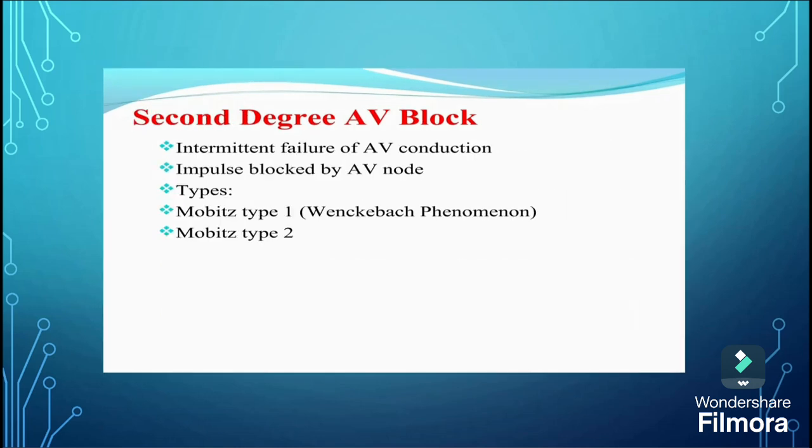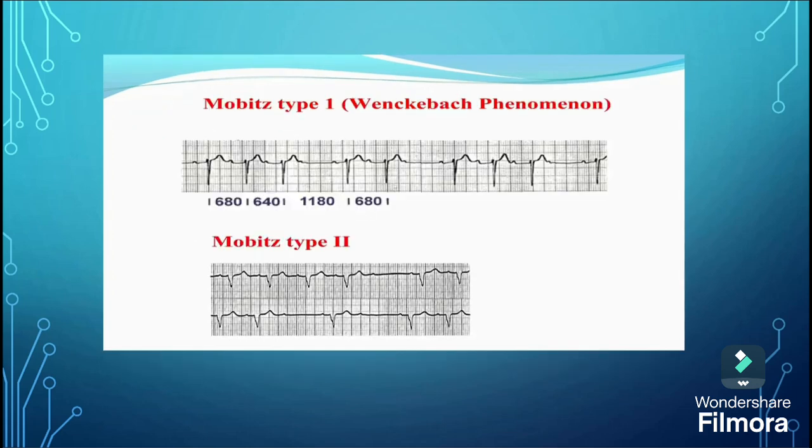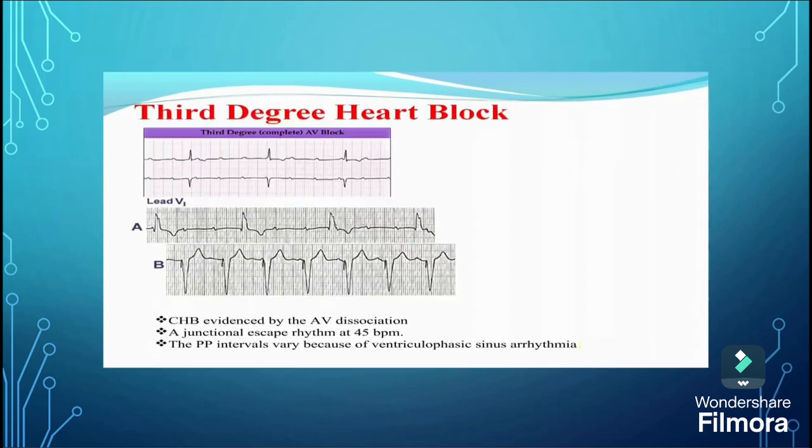Second degree AV block, intermittent failure of AV conduction, impulse blocked by AV node. Mobitz type 1 and Mobitz type 2. Further, it is classified. Mobitz type 1 is again called Wenckebach phenomenon. So you can see this is Wenckebach phenomenon and this is Mobitz type 2.